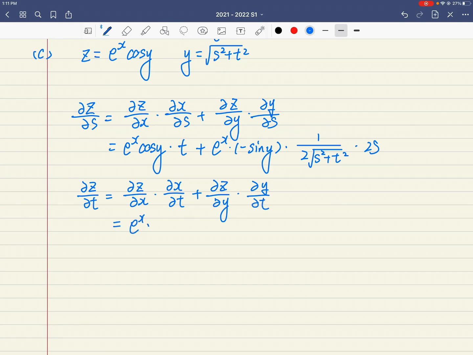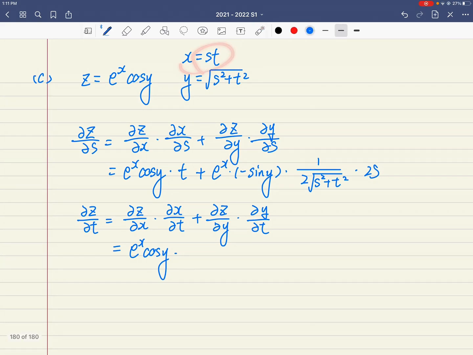So dz over dx, just copy, and dx over dt is just s. dz over dy, just copy, and dy over dt is just 1 over 2 square root of s squared plus t squared, times 2t. Again, you can further simplify it.